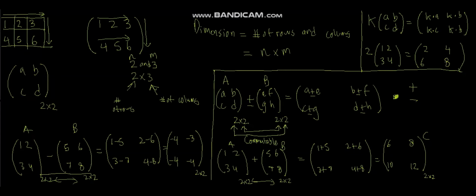So scalar multiplication is very simple. Literally take the scalar. The scalar could be any real number. It could be a fraction or real number. Fractions are a subset of the real numbers. So it could be anything, multiplied by each of the elements of the matrix. Now in the next video, we will look at matrix multiplication.